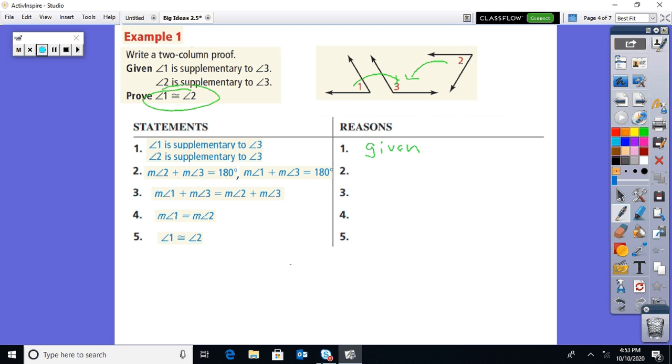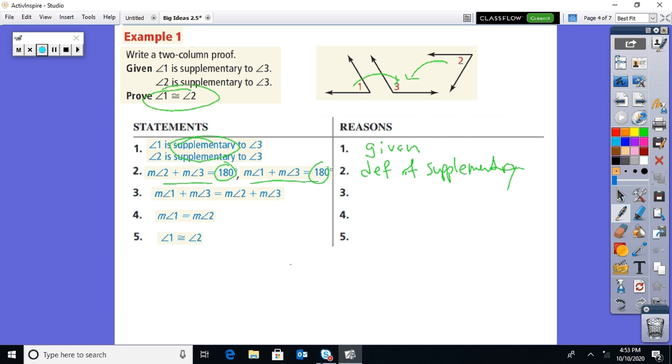Oh, here's a good definition. How do you go from the word supplementary to the degrees of 180? If 1 is supplementary to 3, then 1 plus 3 is 180. If 2 is supplementary to 3, then 2 plus 3 is 180. That is by the definition of supplementary. The definition of supplementary tells us that the angles add up to 180. So if you replace the word supplementary with 180 degrees, that is the definition of supplementary.